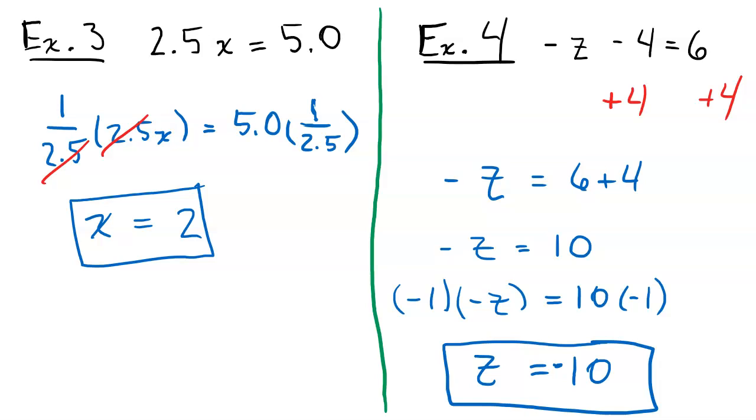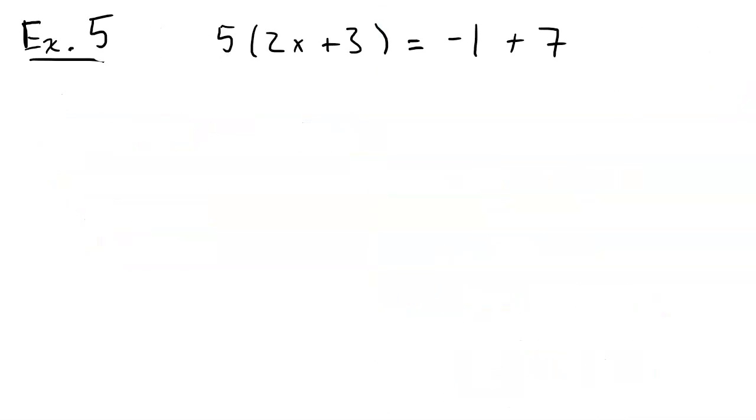Okay, so let's look at 1 or 2 more examples, and that'll be it for today's video. Here we have our last example. On the left-hand side, we're going to have to follow the rules of PEMDAS and distribute first, while on the right-hand side, we're just going to combine like terms. So let's go ahead and do that. 5 times 2x is going to be 10x. 5 times 3 is going to be 15, so we have 10x plus 15 on the left side. And combining like terms, -1 plus 7 is going to be 6.